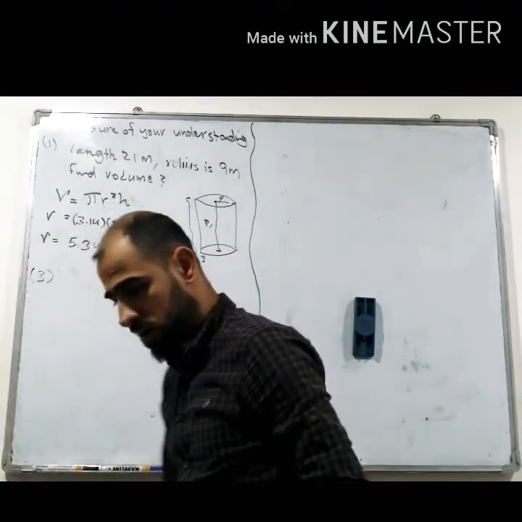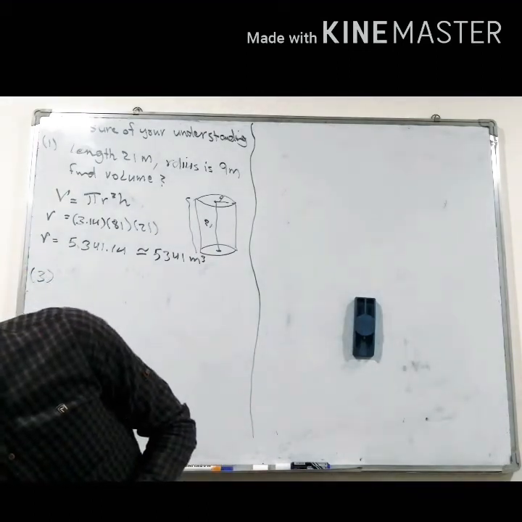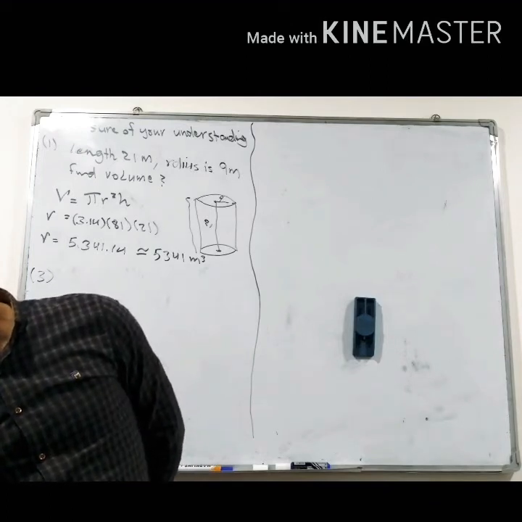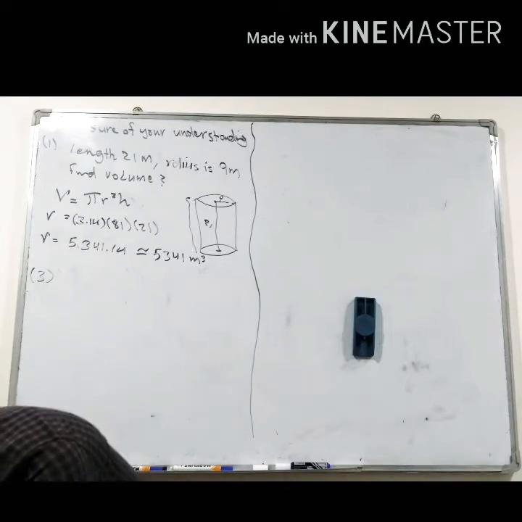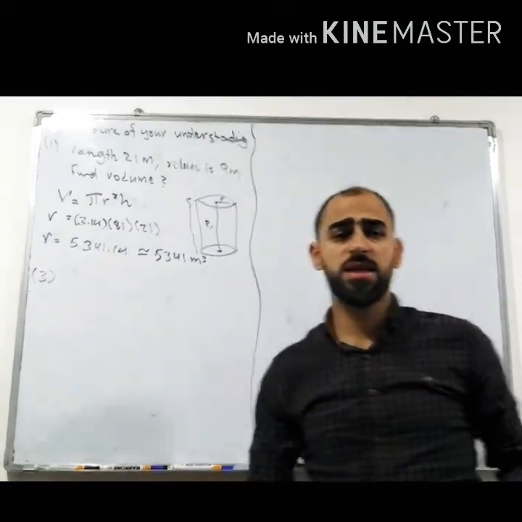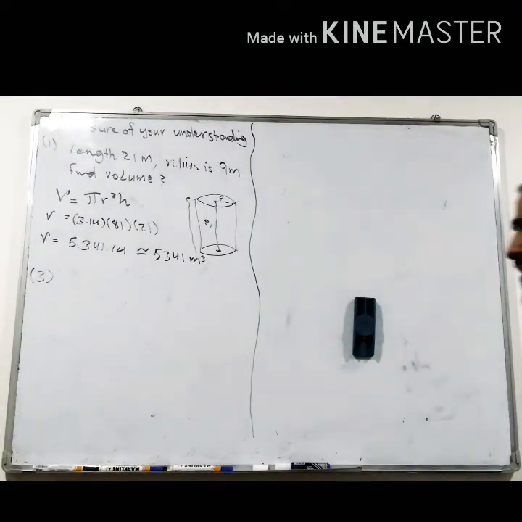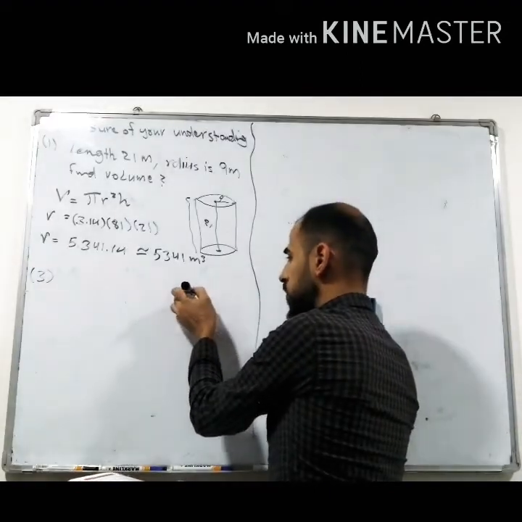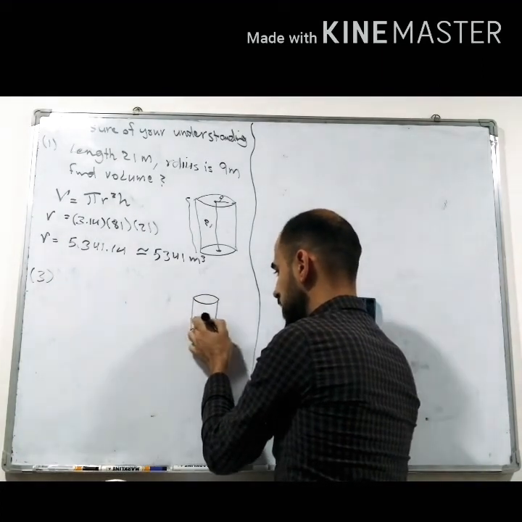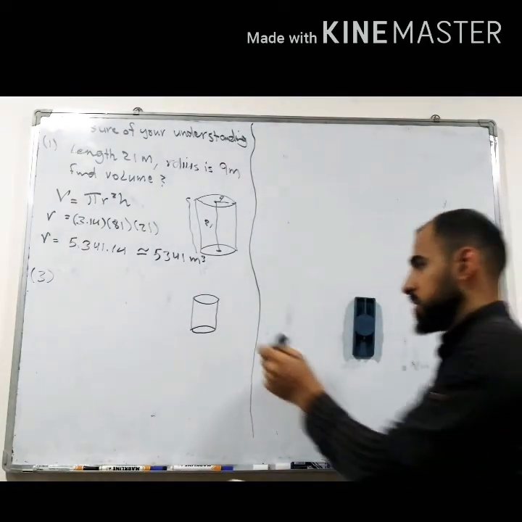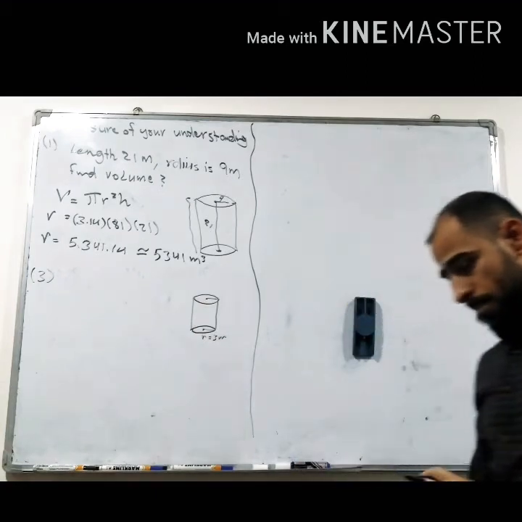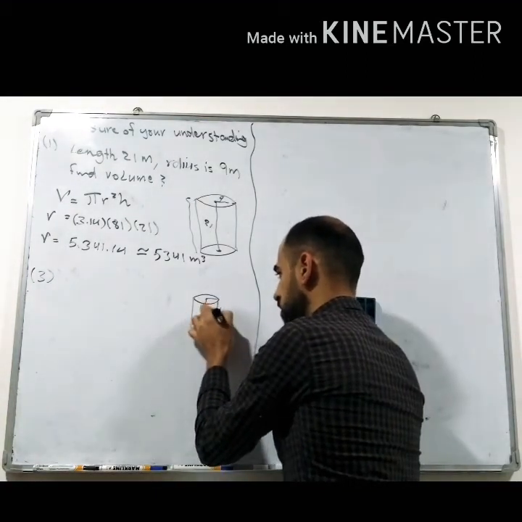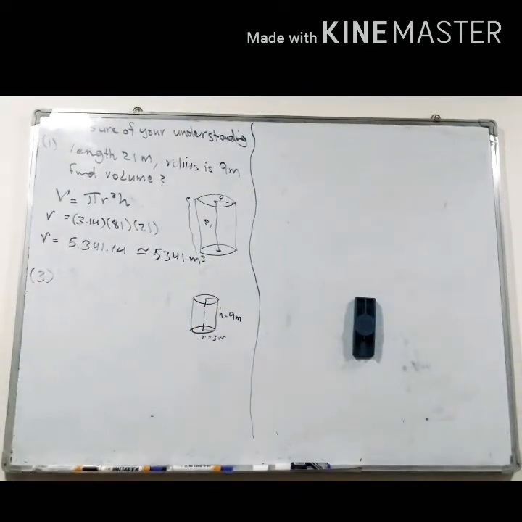Question number 3: we have a fuel tank made in the shape of a cylinder. Its base radius is 3 meter and its height is 9 meter, topped by a hemisphere. Calculate the volume and surface area of the tank. Question number 3 is exactly like example number 3 in page number 23. We have a tank in the shape of a cylinder. So this is the tank. Its radius is 3 meter and its height is 9 meter. H equals 9 meter.